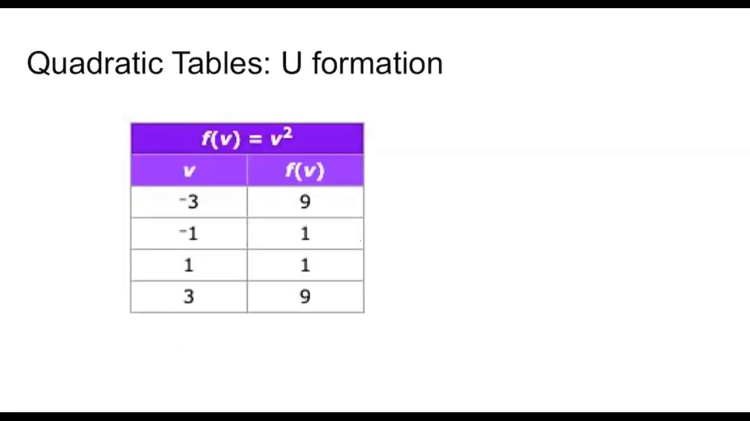Okay, so now let's look at a quadratic table. And I'm going to call this U formation. And the reason I do that is because if I was just to look at this table and I was to graph it, negative 3, 9, 1, 2, 3, you can just kind of get an idea that just looking at the points, this was easily going to make a U. So you'd be like, yeah, that's a parabola. That's a quadratic. Because the table is centered around the vertex. And it would be nice if they always looked that way, but they don't. So we need a system for what if they don't center the table around the vertex.